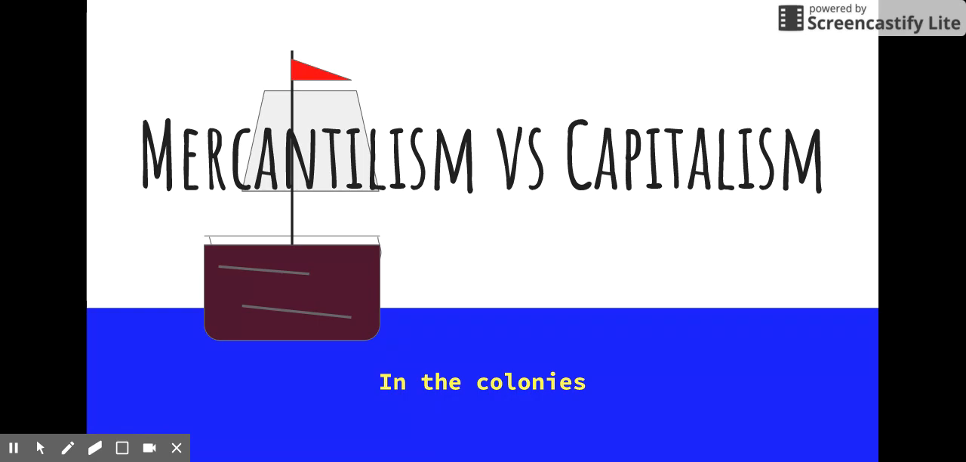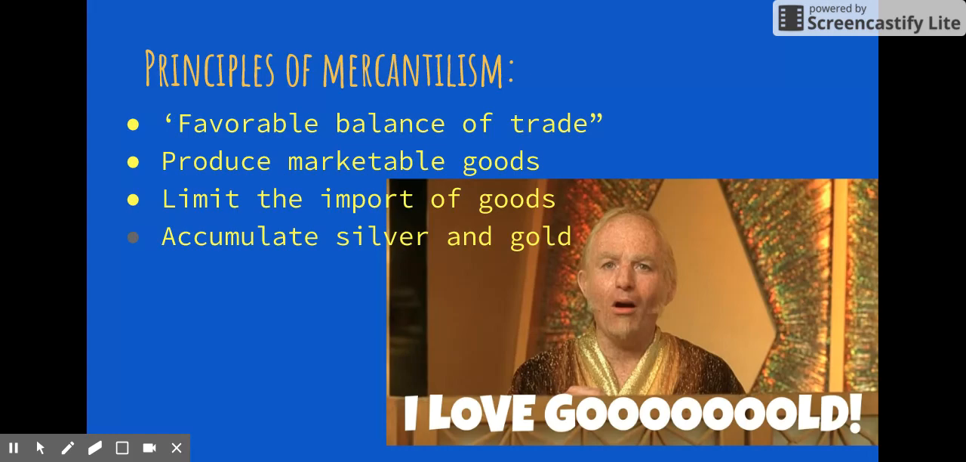So this is about mercantilism versus capitalism in the colonies. Just about all this is about mercantilism, but that's okay. So you should have learned a bit about mercantilism last year, about how that happened after the Columbian Exchange, and actually before the Columbian Exchange, as explorers were trying to acquire wealth.